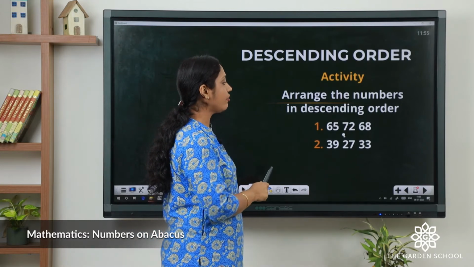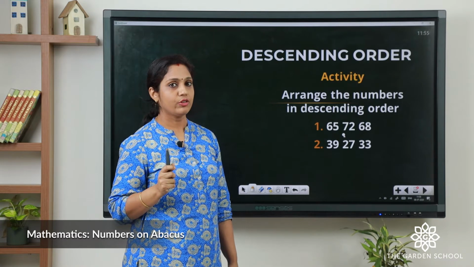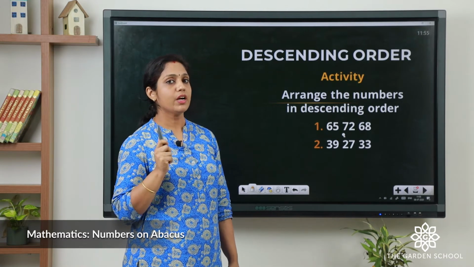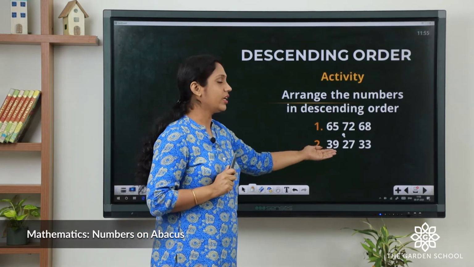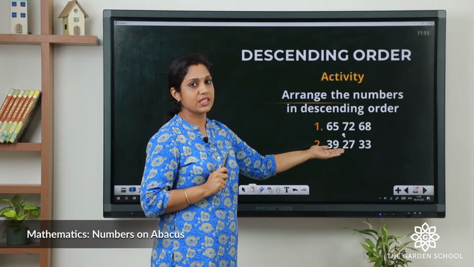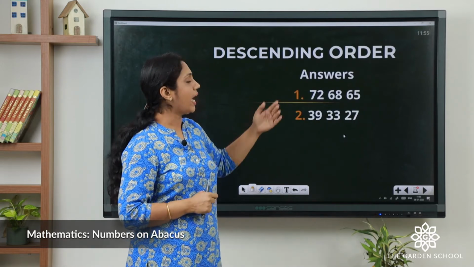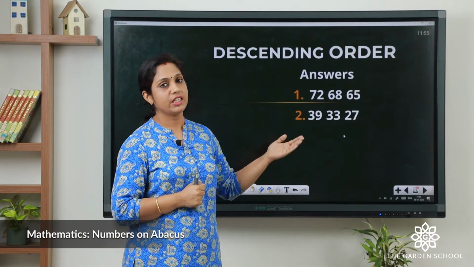For the second question we have 39, 27, 33. So we have to write the biggest number first. Which is it? 39, 33, 27. So this is how we arrange this in descending order. The answers for the activity are given here.